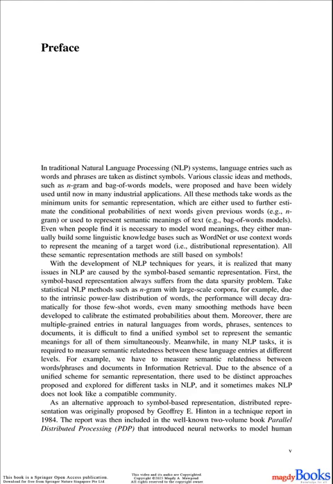Preface. In traditional natural language processing, NLP, systems, language entries such as words and phrases are taken as distinct symbols. Various classic ideas and methods, such as n-gram and bag-of-words models, were proposed and have been widely used until now in many industrial applications. All these methods take words as the minimum units for semantic representation, which are either used to further estimate the conditional probabilities of next words given previous words, e.g., n-gram, or used to represent semantic meanings of text, e.g., bag-of-words models.